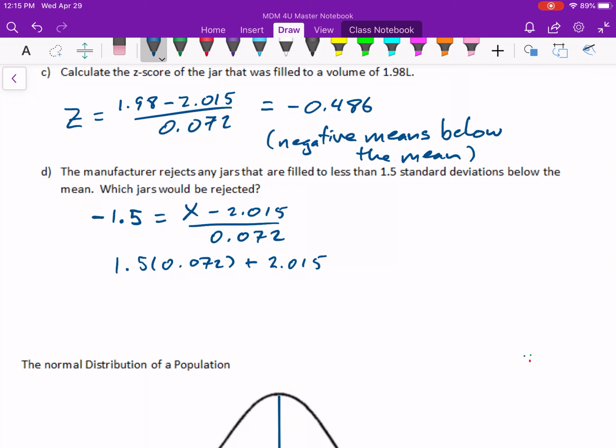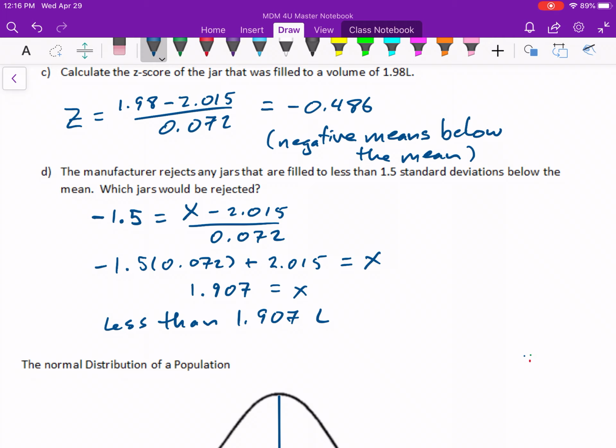If it's below the mean, 1.5 standard deviations below, then it should have been a negative 1.5. So there we go. I do want to add. I just knew that something funny was going to happen with my answer if I didn't do that. Anyway, when I work all that out, I'm going to get 1.907 as x. So if we have a jar that is less than 1.907 liters, they're going to reject that. So that's how we can use the z-score.